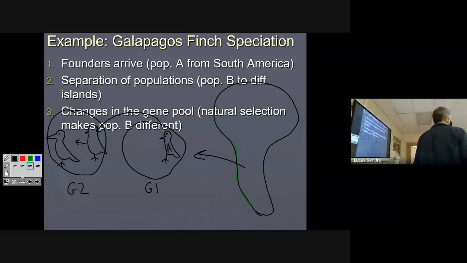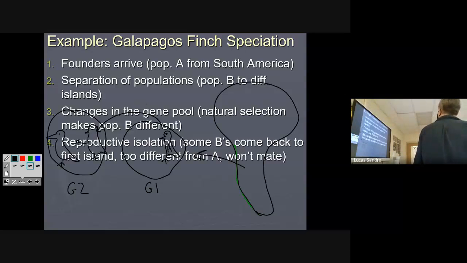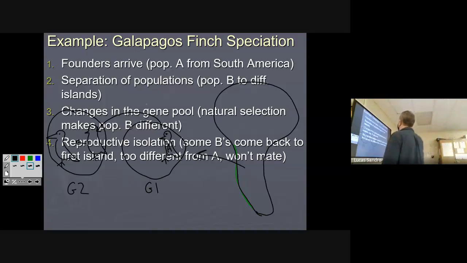Well, let's put it to the test. Population B comes back to island G1. And the A birds are like, ew. Gross. Look at your big, disgusting beak. No mating. That's behavioral isolation, right? We started with geographic. That's when it gets separated by the islands, right?